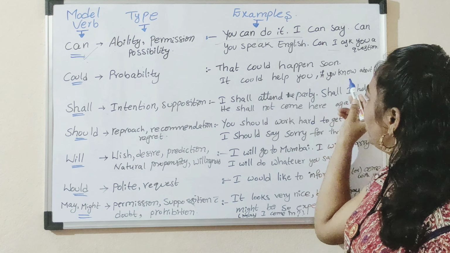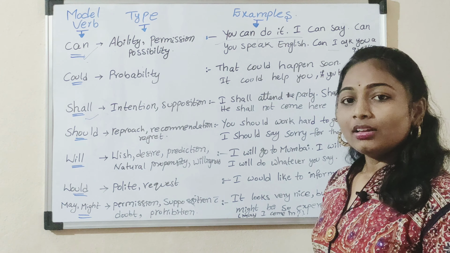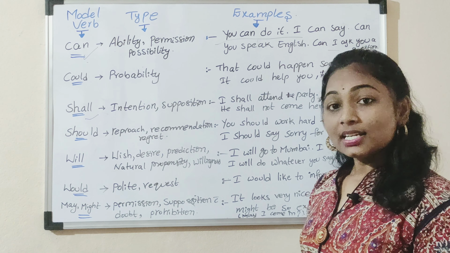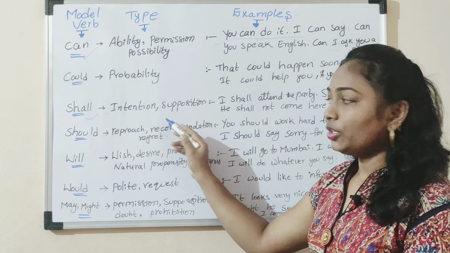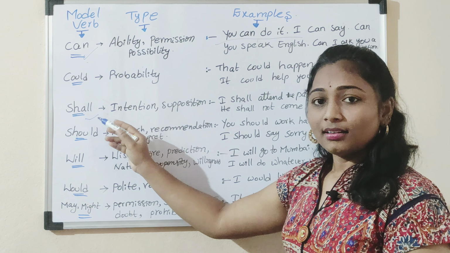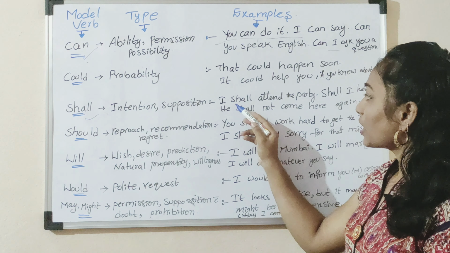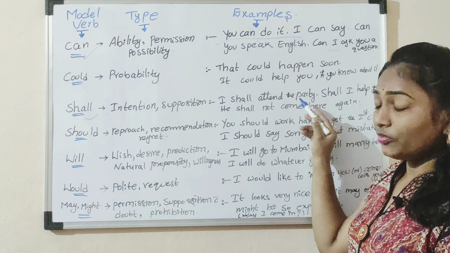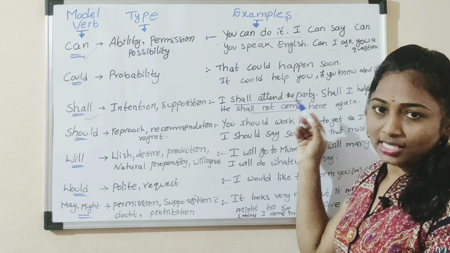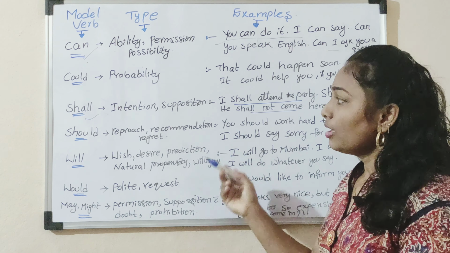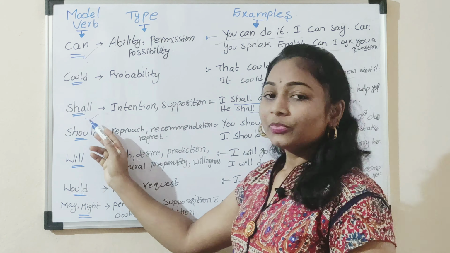Now let's go through shall. When you need to express your intention or supposition, you can use shall as a helping verb in your sentence. I shall attend the party, which is expressing an intention, right? Shall I help you? He shall not come here again. These two sentences are expressing an intention, and shall I help you is expressing a supposition. This is about shall.